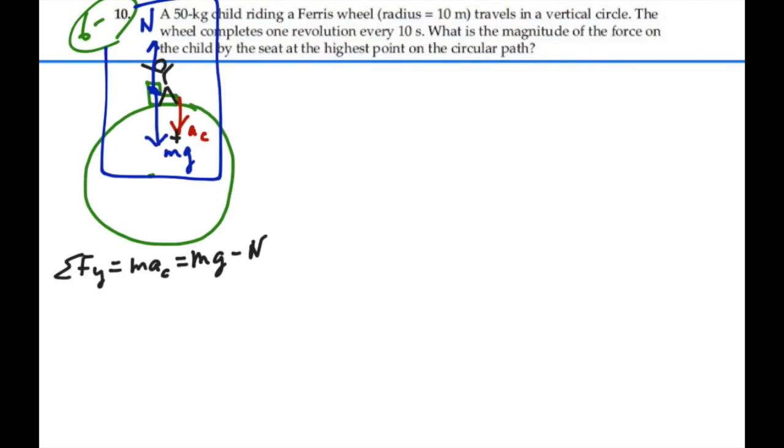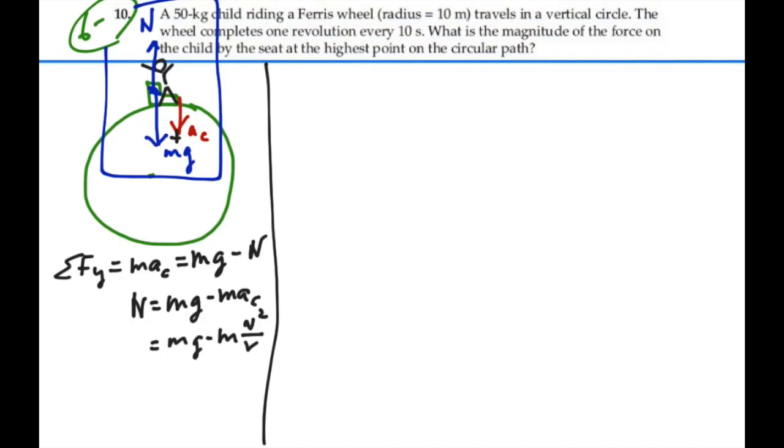We want to find the normal force, so we're going to bring that over to the left-hand side and subtract the ma from both sides. So we'll have that the normal force is equal to mg minus ma. So this is equal to the weight, mg, minus the mass times the centripetal acceleration, v squared over r. So we can calculate this force, but we need to find out what the velocity of this Ferris wheel is.